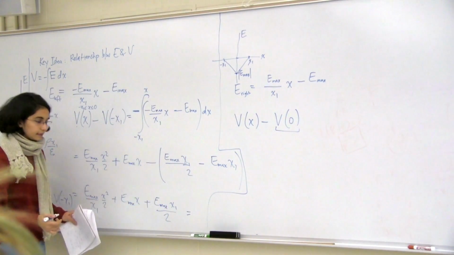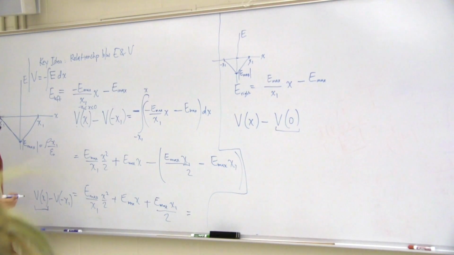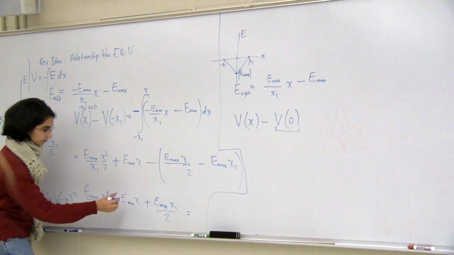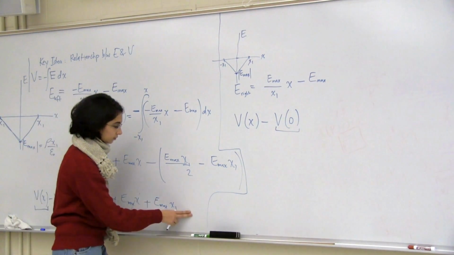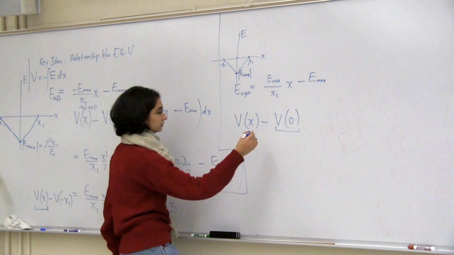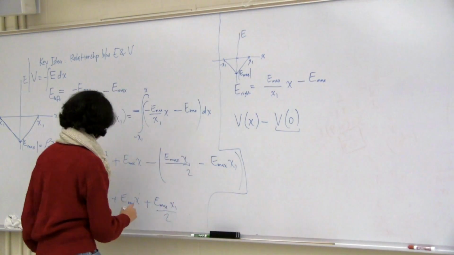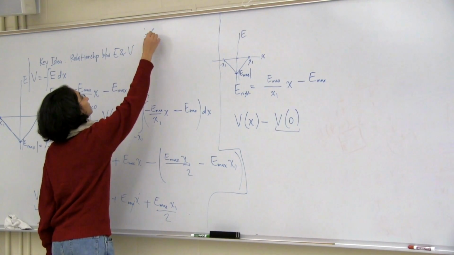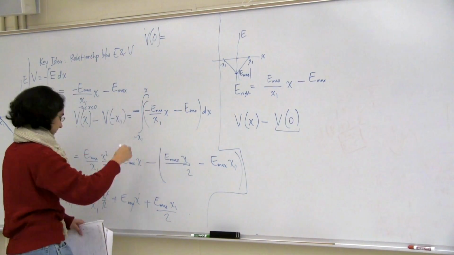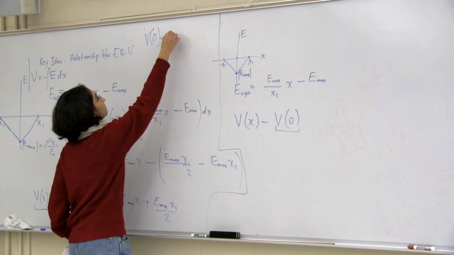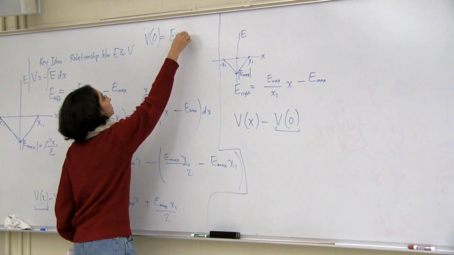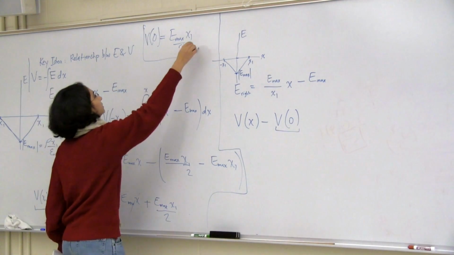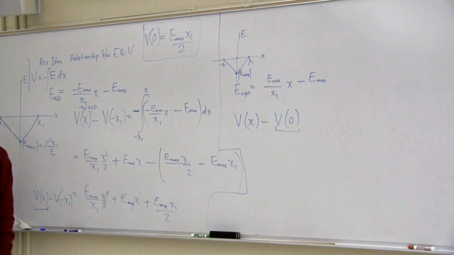You would just be left with E max x1 over 2. Yeah, so this goes away, right? The first two would cancel, and that goes away. So V of 0 becomes... Okay, I'll just write it here in a box. V of 0 becomes just E max x1 over 2, right? Does everybody agree?